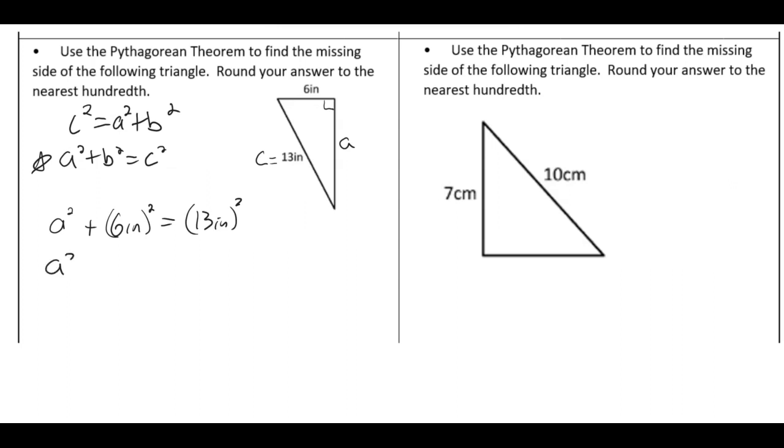So a squared plus 36 square inches equals 169 square inches. Now we can start solving for a squared. If we subtract the 36 square inches from both sides, we get a squared equals 169 minus 36, which is 133 square inches. And now to undo the square to solve for a, we square root.